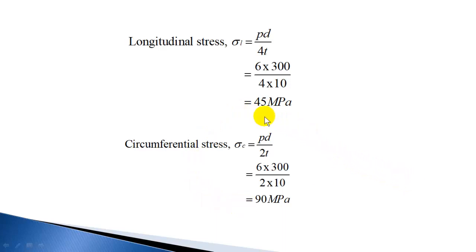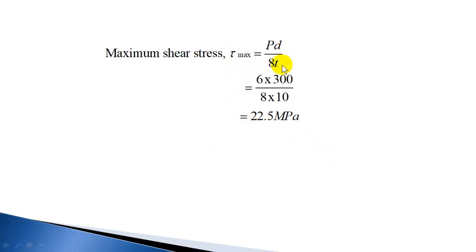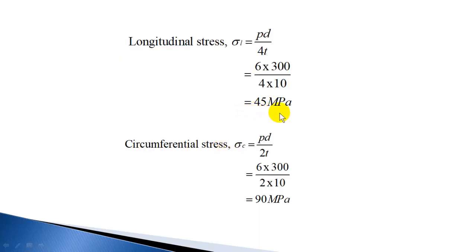And if you have to calculate the maximum shear stress, it is going to be half of this, or 1/4 of this, that is 22.5 megapascal. That is going to be the maximum shear stress. PD/8t is the formula for maximum shear stress. You can use that formula directly and get maximum shear stress as 22.5 megapascal. So these are the stresses induced on the cylinder walls. This is a maximum value. Any other plane if you take, you may have different stresses. So maximum normal stress in circumferential direction is 90 megapascal, longitudinal direction is 45 megapascal, and maximum shear stress is 22.5 megapascal.